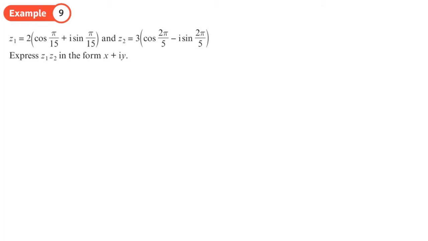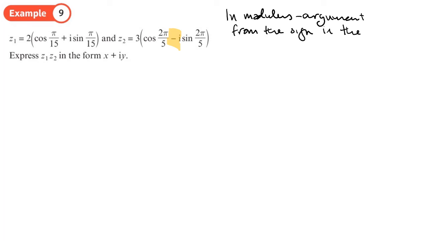Right, so we now have these two complex numbers, but there's a problem. Look at this, look at that. There's a minus sign there. First thing, in modulus argument form, the sign in the middle must be positive. It must be a plus sign. If it's not, we're going to have to use a couple of tricks to change it to a plus sign.